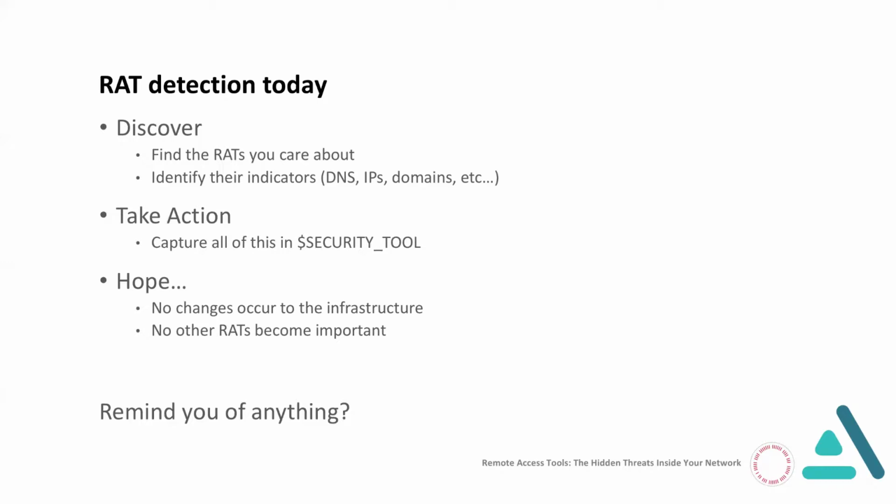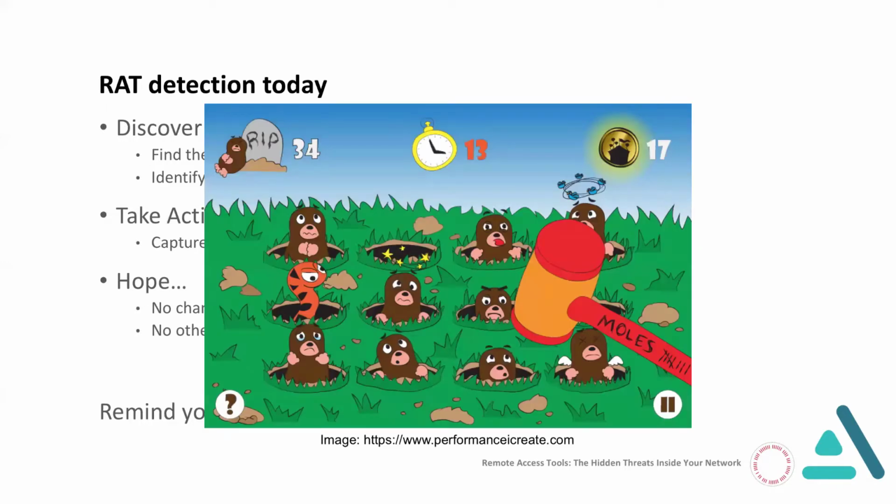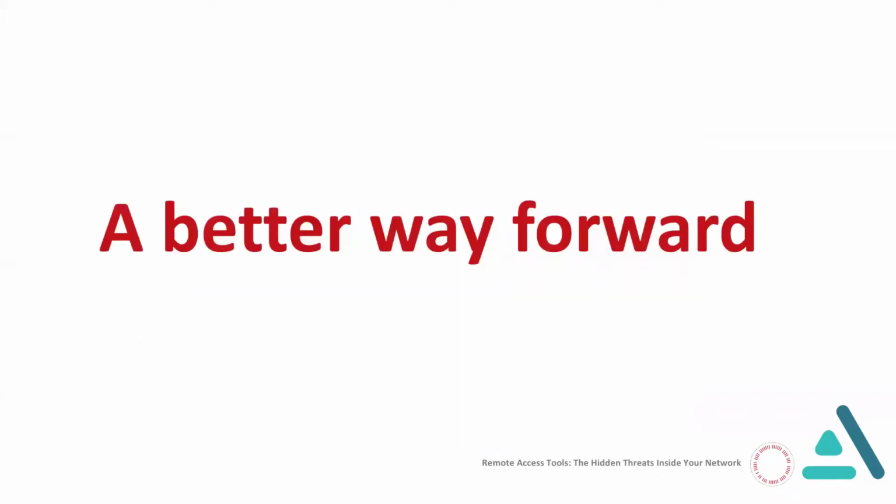And then it's more or less a hope game. Hope that they don't do any changes to the infrastructure that would change your indicators. Hope that there aren't any new RATs that become important, etc. Not so great, right? Does it remind you of anything? It reminds me of whack-a-mole, and it's pretty problematic, again, as there are dozens, if not hundreds, of different remote access tools that are important. So I have a better way forward.